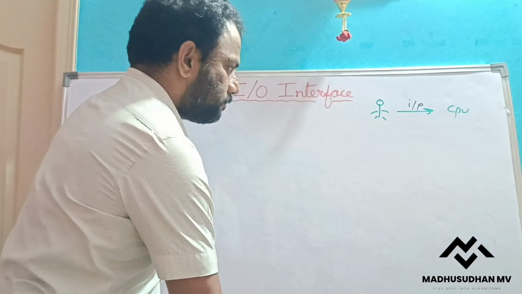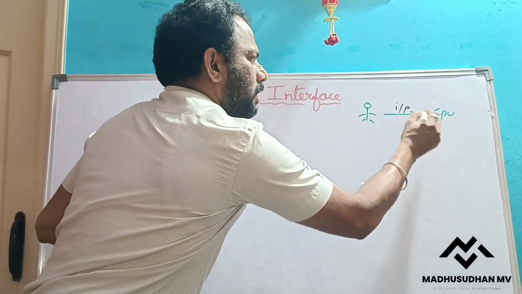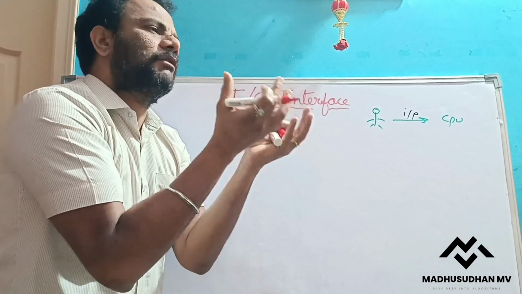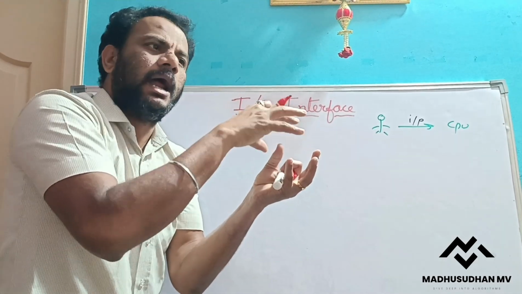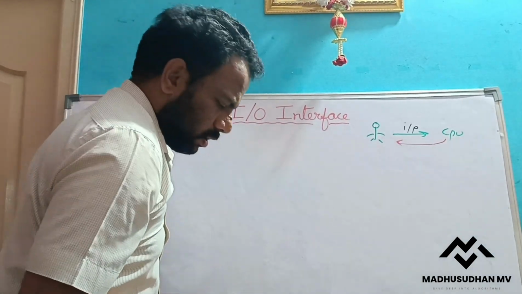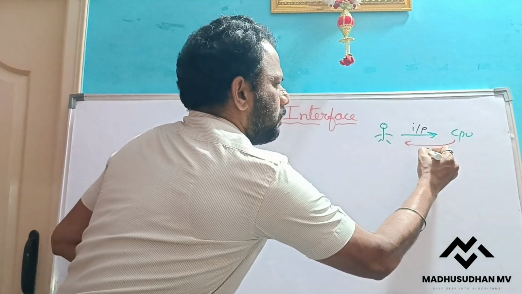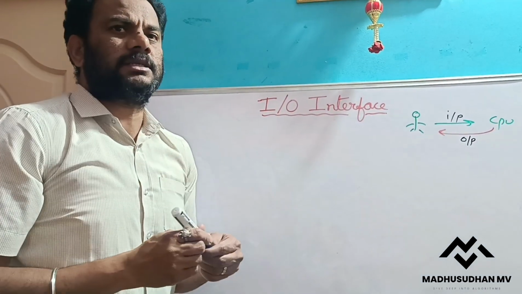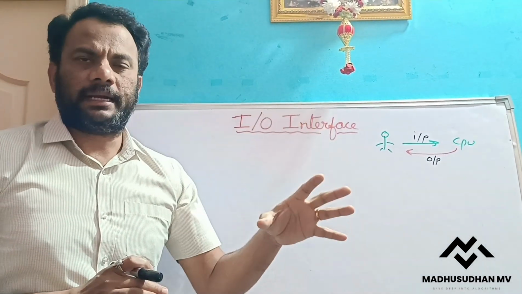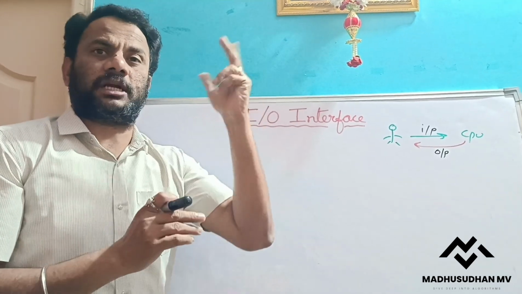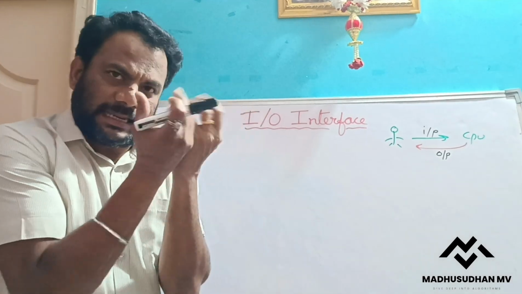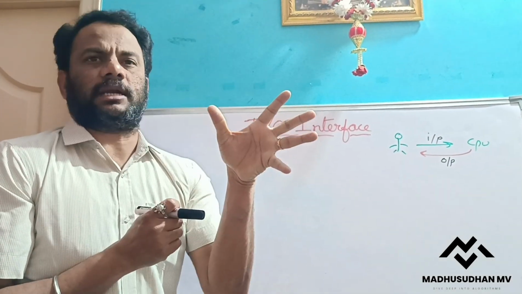Similarly, once the CPU takes the data, it doesn't keep it as it is. It does some operation on the data and produces the result, and the result is given back to the user through some output devices. So which are the output devices? The general output devices are monitor, printer, speaker, projector. All these are output devices. So output devices take the data, input devices give the data.